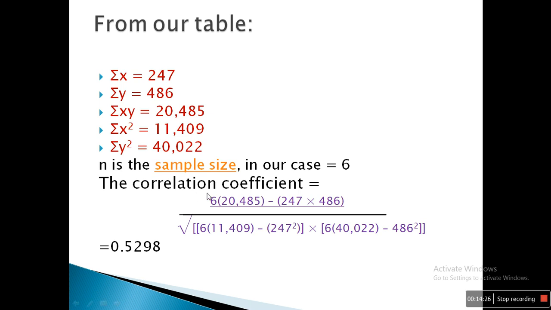Now let's calculate the correlation coefficient as per the formula. 6 multiplied by sigma xy minus sigma x into sigma y, upon, and then n multiplied by sigma x square minus sigma x whole square, and then likewise 6 multiplied by 40,022, which is sigma y square, minus 486 square. So the answer is 0.5298. So this is our answer.